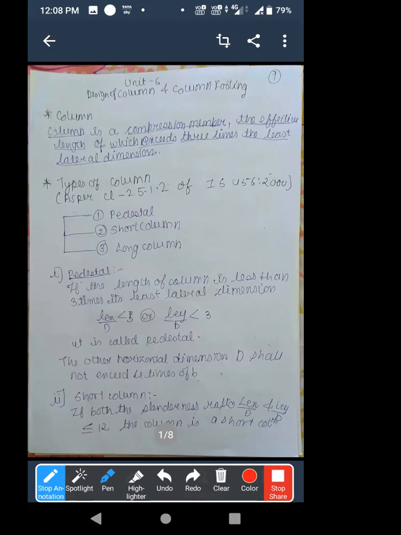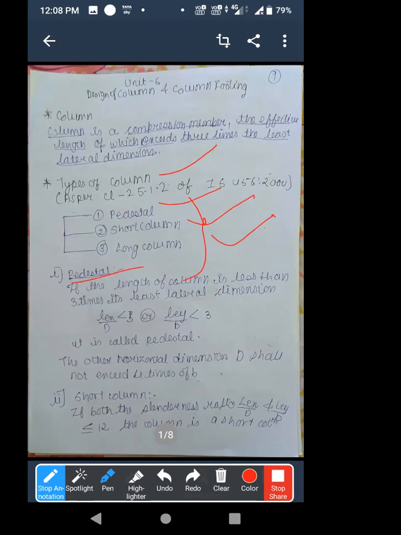See, there are types of column. If you go to clause number 25.1.2, page number 41 or 42, you can see there are three types of columns. First is pedestal, then short column, and long column. What do you mean by pedestal? Let's see.